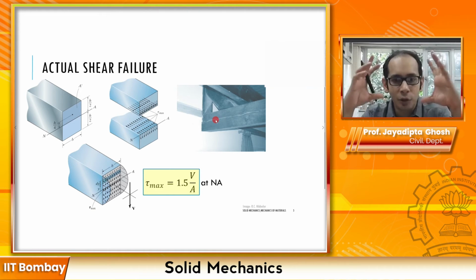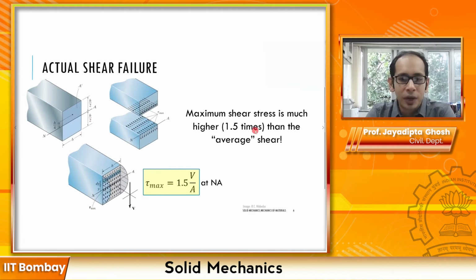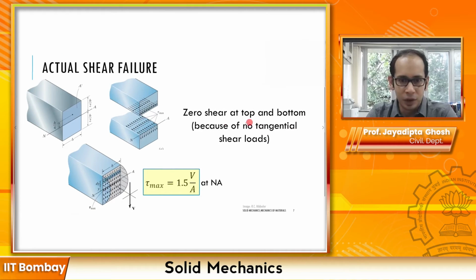So in a nutshell, overall, what did we learn for the beams with a rectangular cross section? What we essentially learned was that the maximum shear stress is much higher, that is 1.5 times the average shear, and it happens at the neutral axis. And since it's a rectangular cross section, the neutral axis is exactly at the center. Also, one more thing we learned is that you have zero shear at the top and at the bottom, and if you intuitively want to think about it, there is no tangential shear load at the top surface or at the bottom surface of the beam. So that means the complementary shear over here must also be equal to 0.